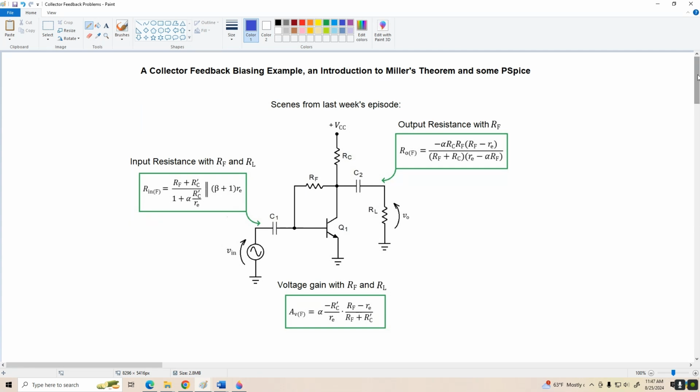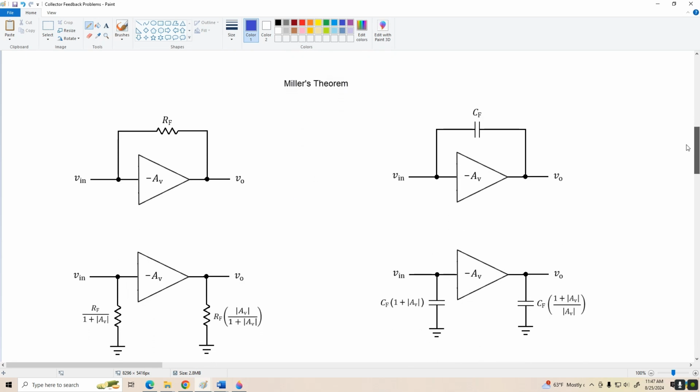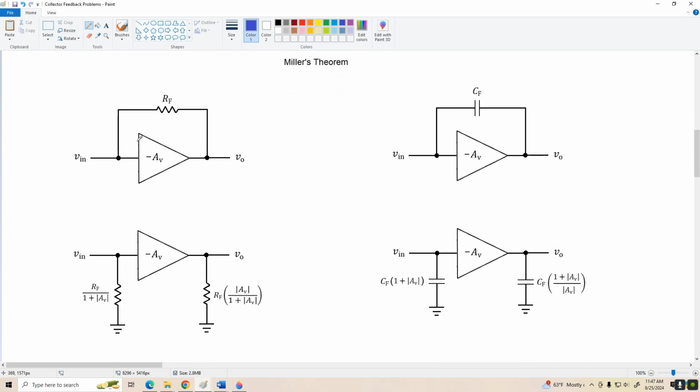Now, what I want to do next is take a quick look at Miller's theorem. Here we see we've got the block diagram symbol for an inverting amplifier, and Miller's theorem says that if we connect a resistor RF from the output to the input of this amplifier, we can split that resistor into two parts: an input part that's scaled by a factor of 1 over 1 plus the gain magnitude, and an output part that's scaled by a factor of gain magnitude over 1 plus the gain magnitude.